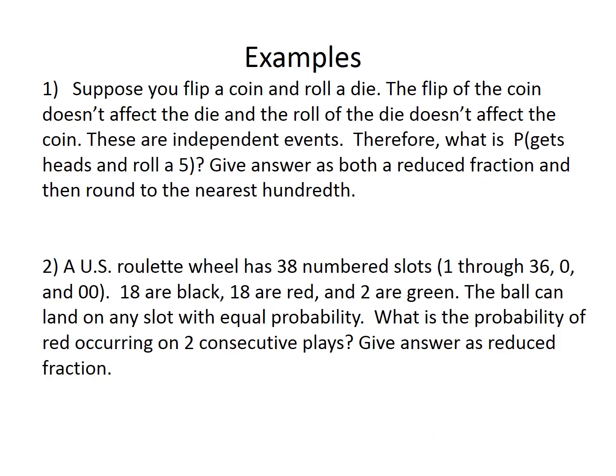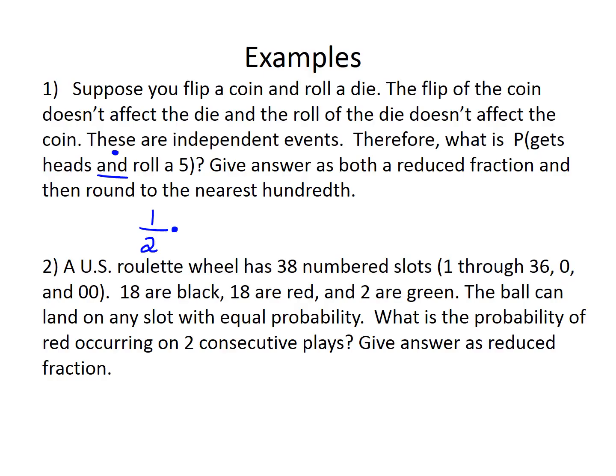Suppose that you flip a coin and roll a die. The flip of the coin doesn't affect the die, and the roll of the die does not affect the coin. Therefore, they're independent events. So what is the probability you get a head and roll a 5? So again, "and" means times. What's the probability of getting a head? Well, that's of course 1 out of 2 because there's only a heads or a tails. And "and" implies to multiply.